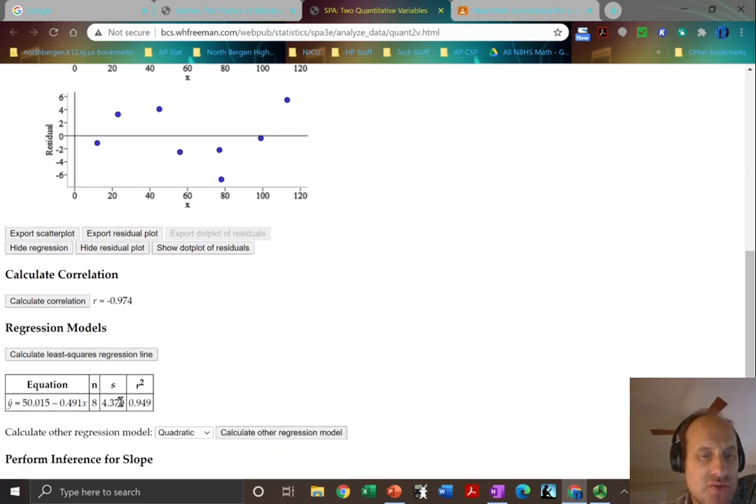It also gives us the R squared value, which is also pretty high. If we rounded that to a percent, 95%. So remember what R squared does. R squared gives us the percent of the variation in the response variable accounted for by the least square regression line. That's basically shown by the least square regression line.